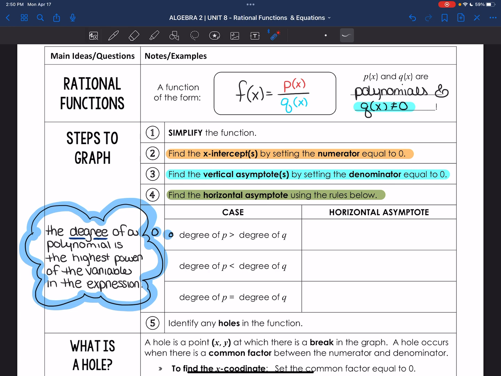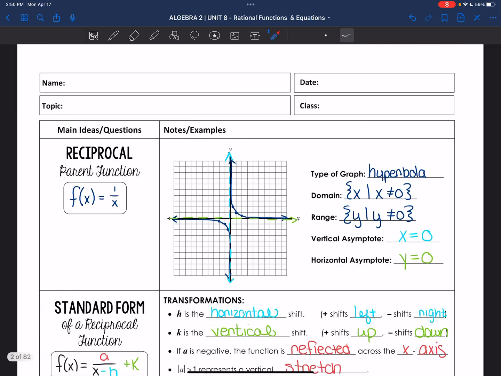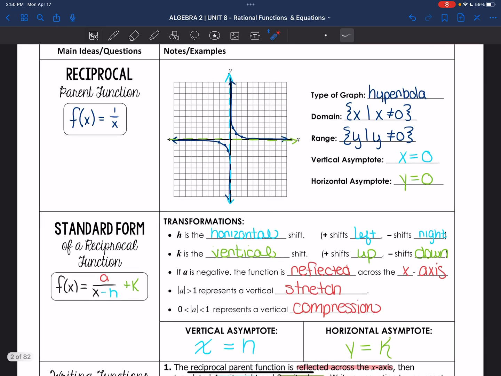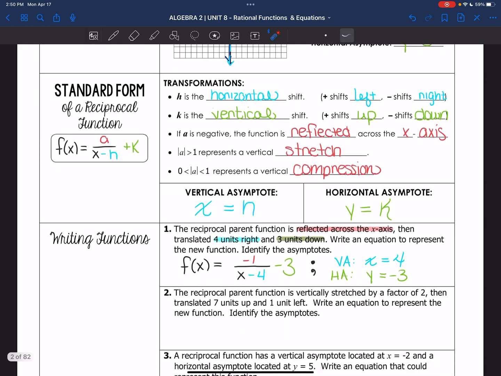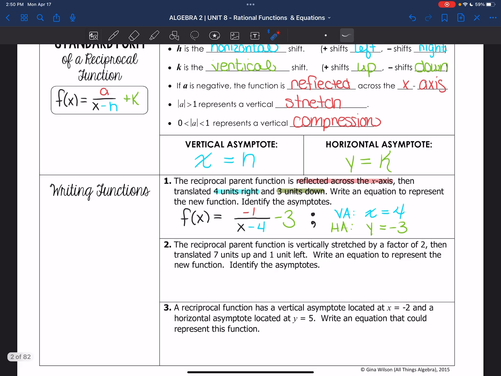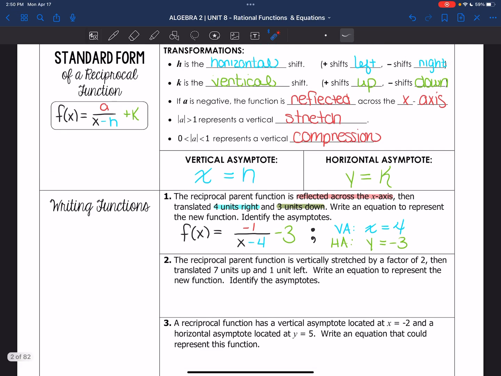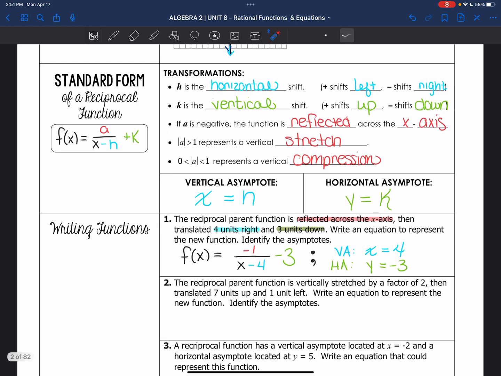We are beginning our discussion on rational functions, not to be confused with reciprocal functions, although they look kind of the same. A reciprocal function is going to have in the numerator just a number, and in your denominator, x minus or plus a value, and then something added on the end. This is the format of a reciprocal function.